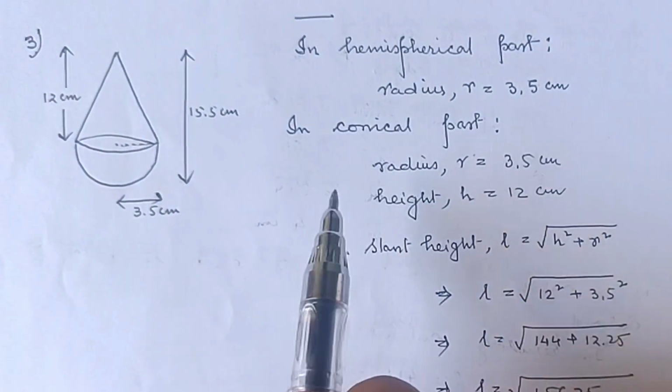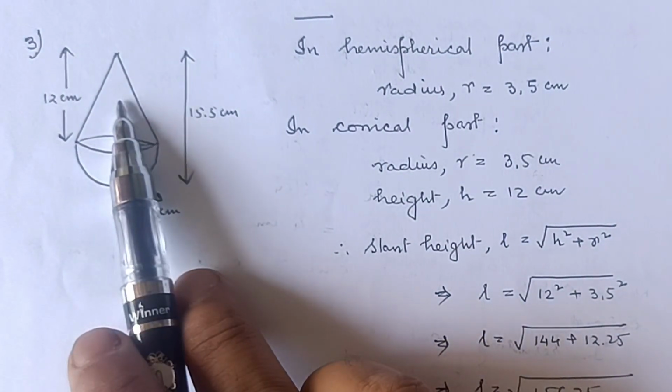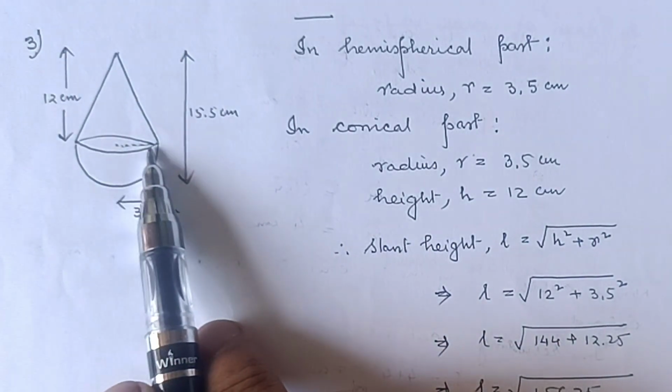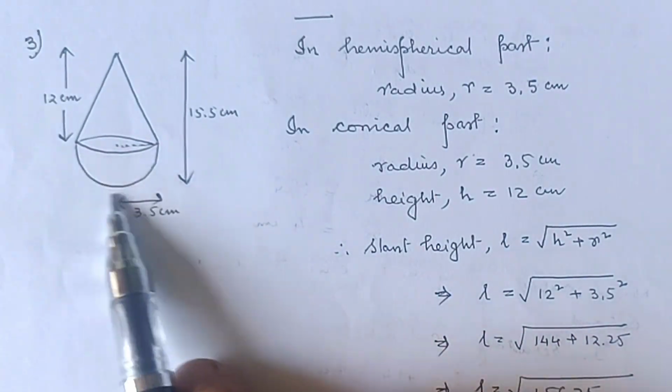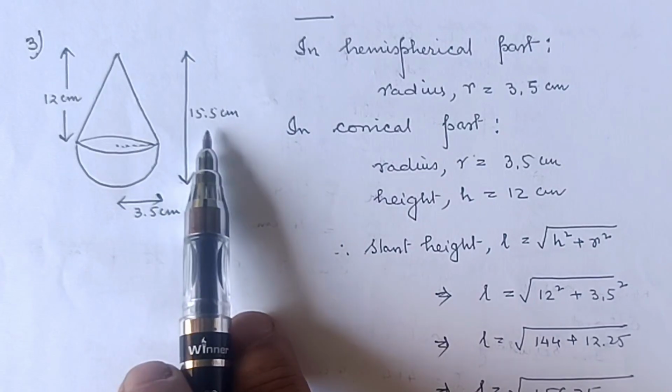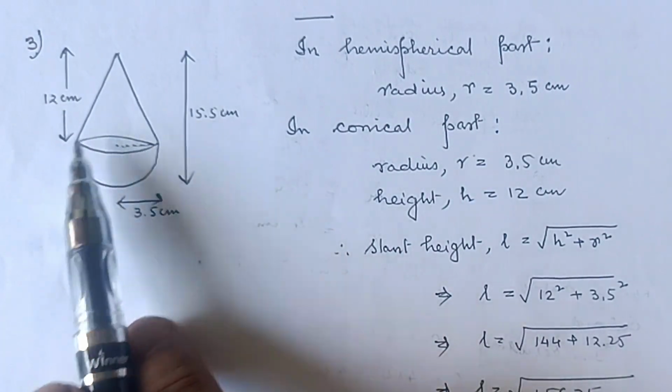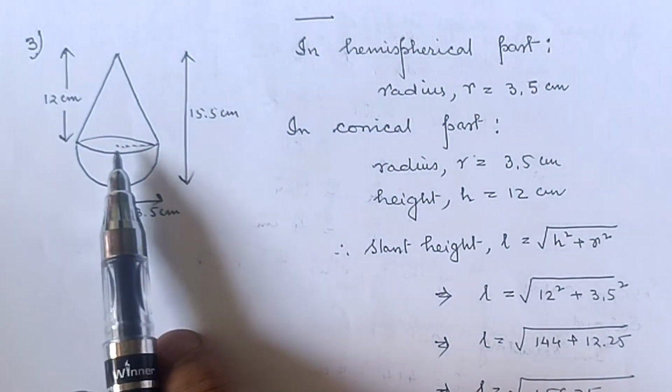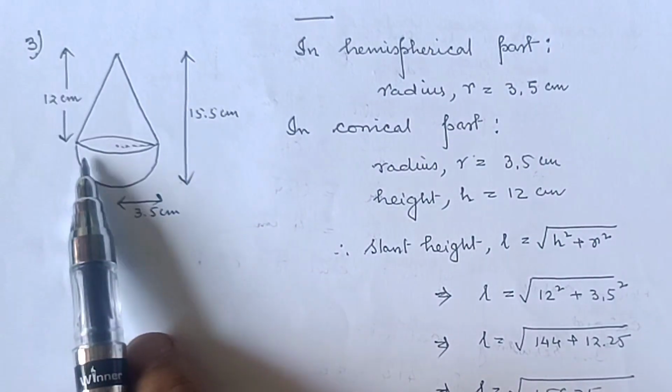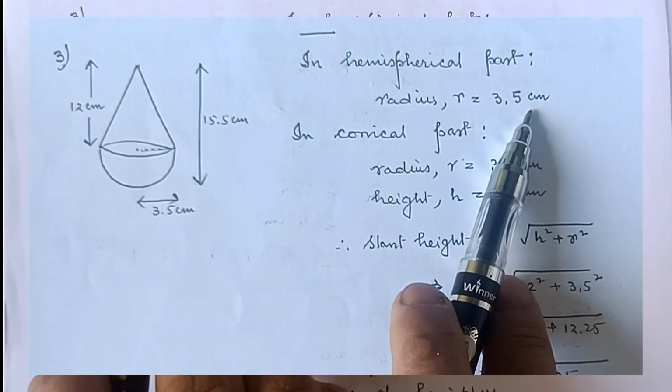As given, a toy is in the form of a cone of radius 3.5 centimeter mounted on a hemisphere of the same radius. The total height is 15.5 centimeter and we have to find the total surface area of the toy. Now in the hemispherical part, here radius is 3.5 centimeter.